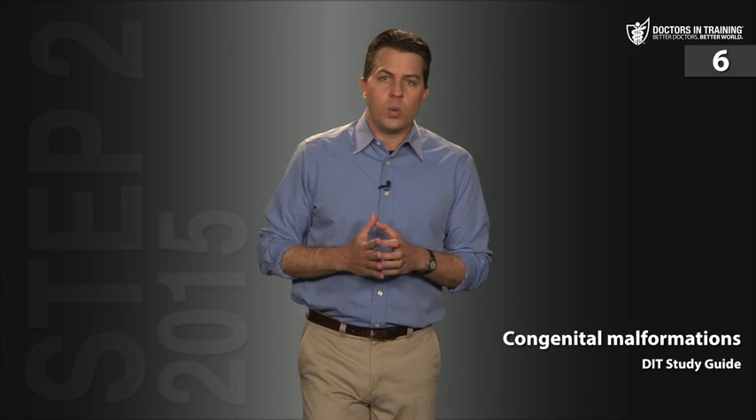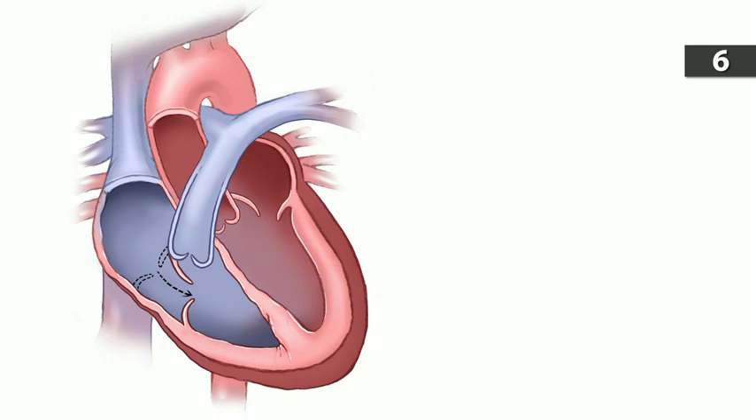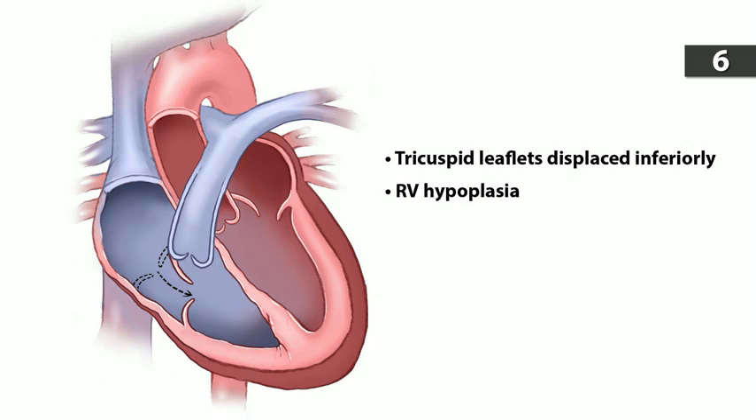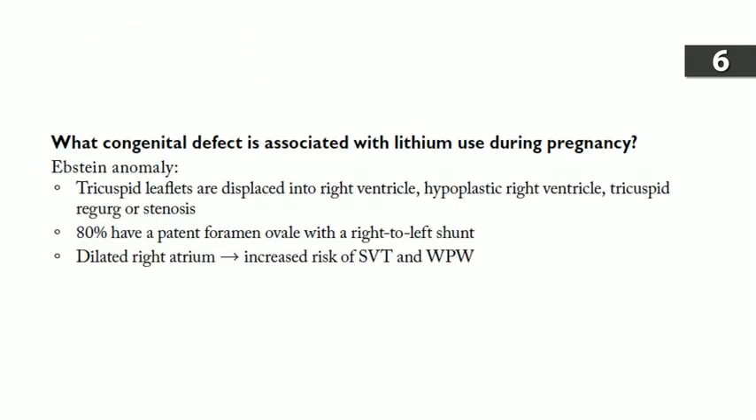Next question. What congenital defect is associated with lithium use during pregnancy? This is Ebstein's anomaly. Here you have tricuspid leaflets that are displaced into the right ventricle. There's a hypoplastic right ventricle and tricuspid regurgitation or tricuspid stenosis. 80% have a patent foramen ovale with a right to left shunt. There's a dilated right atrium leading to an increased risk of SVT and WPW, or Wolff-Parkinson-White. On physical exam, you may hear a widely split S2 and tricuspid regurgitation.